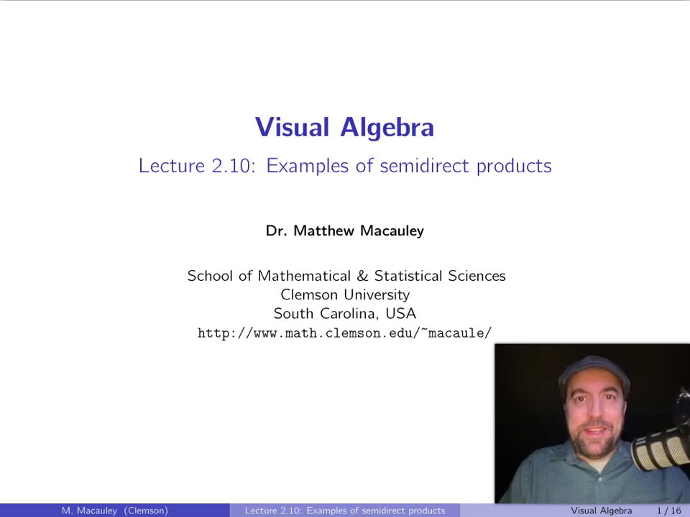Welcome to Visual Algebra Lecture 2.10, Examples of Semidirect Products. In the previous lecture, we began with a visual inflation method of constructing a Cayley graph of a direct product of two groups A and B by sticking in identical copies of a Cayley graph of A into nodes of B. We then learned about structure-preserving rewirings of a Cayley graph called automorphisms. This allowed us to construct the semidirect product of A and B by sticking in rewired copies of A into the nodes of B. In this lecture, we will see several explicit examples of this.